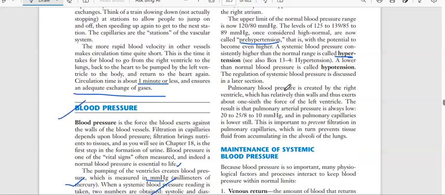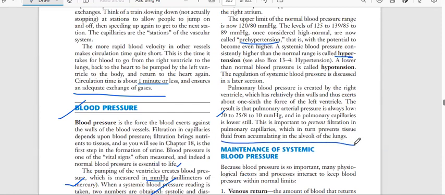Pulmonary blood pressure is created by the right ventricle, which has relatively thin walls and thus exerts about one-sixth the force of the left ventricle. The result is that pulmonary arterial pressure is always low, 20 to 25, and the pulmonary capillary pressure is lower still. That is important to prevent filtration in the pulmonary capillaries, which in turn prevents tissue fluid from accumulating in the alveoli of the lungs.